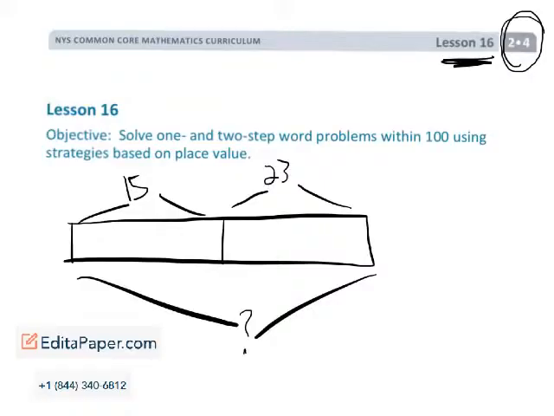Some other teachers might call this the Singapore bar model. We're going to be calling it the tape diagram because that's what the Common Core standards say to call it. So the name isn't all that important. What is important, though, is that research is showing these models are super effective in helping students understand the mathematics that they're doing.